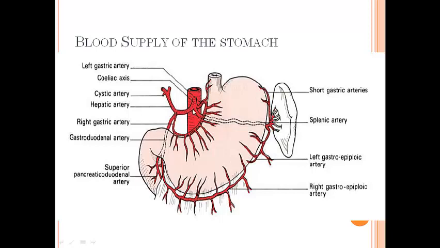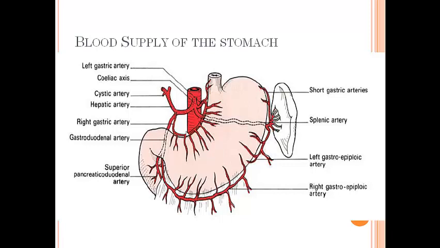Now, the third branch that comes out from the celiac trunk is called the hepatic artery here. The hepatic artery gives off a branch here, and this branch is going to end up supplying the rest of the lesser curvature. This artery is called the right gastric artery. So just remember that the gastric arteries supply the lesser curvature. You've got the left gastric from the celiac trunk, and you've got the right gastric from the hepatic artery.